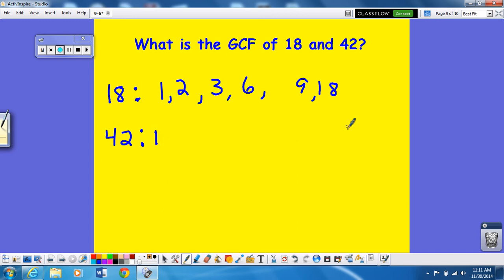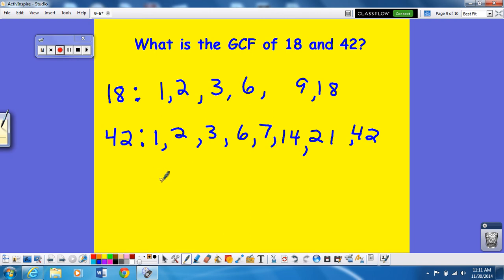42. 1, 42. This is a large number, so I'm going to leave myself room just in case. 2 goes into 42 21 times. 3 goes into 42 14 times. And if that's something you don't know, just come over to the side and divide it out. 4 doesn't go into 42. 5 doesn't go into 42. But 6 goes into 42 7 times. And I'm finished.